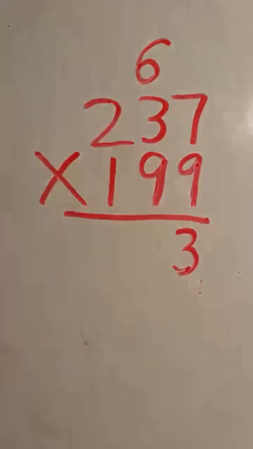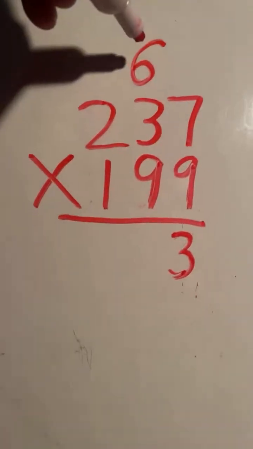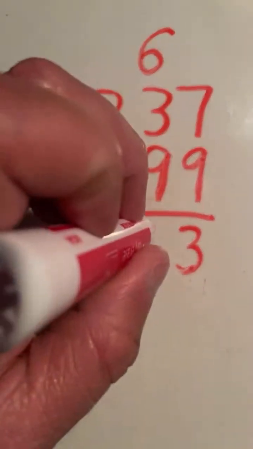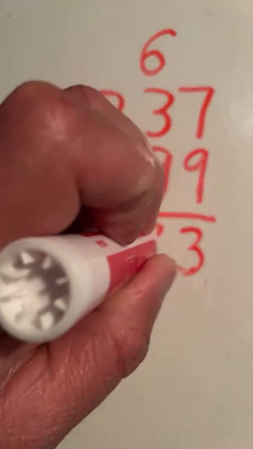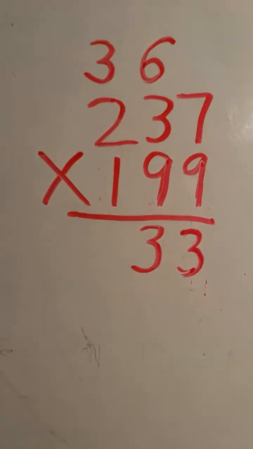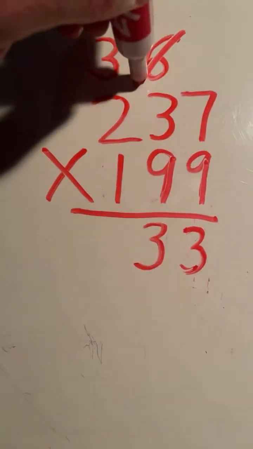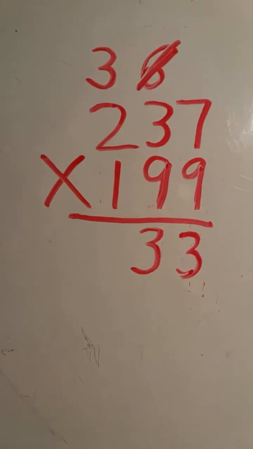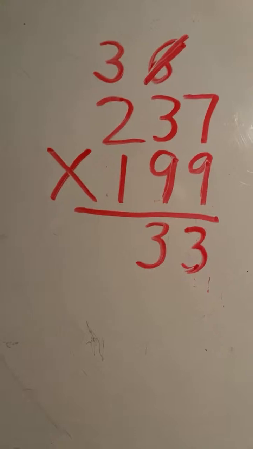3 times 9 equals 27. 27 plus 6 equals 33. Again, our product's more than 10, so again, we need to regroup. The 3 in 33 goes in the tens place. The other 3 in 33 gets carried over to the hundreds place. After I carry over the number, I like to cross it out. That way it's less confusing.